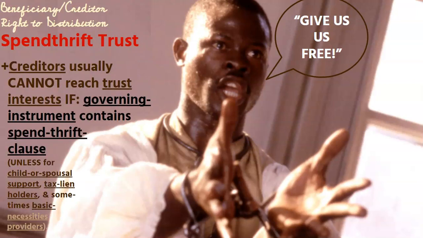Creditors usually cannot reach trust interest if governing instrument contains a spendthrift clause, unless for child or spousal support, tax lien holders, and sometimes basic necessities providers.